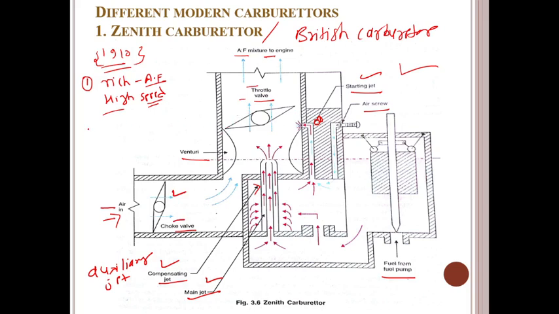So first of all, we discuss what is the construction of this Zenith carburetor. In this carburetor, the float chamber is connected to the venturi main valve. So this complete float chamber is connected to the venturi meter. You observe there is a venturi there, guys.